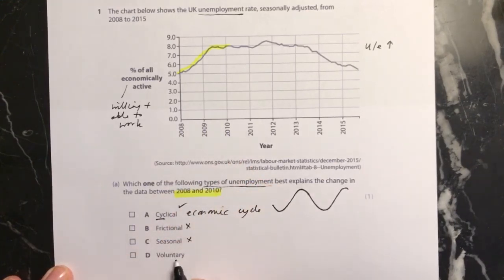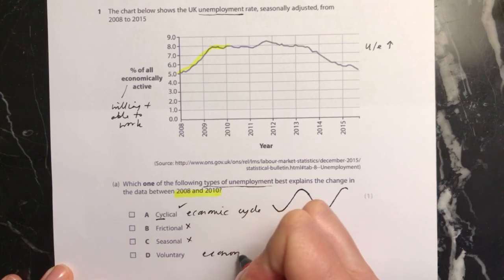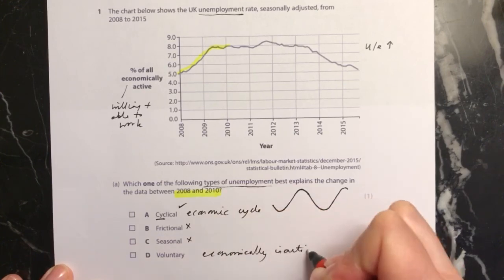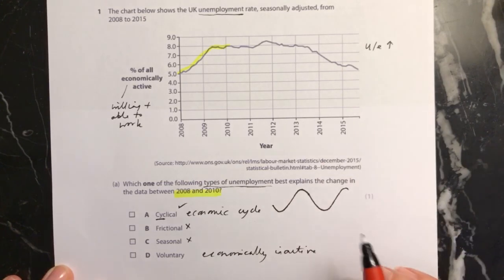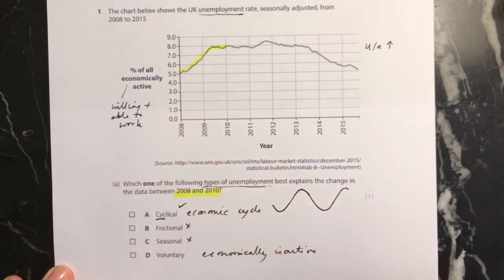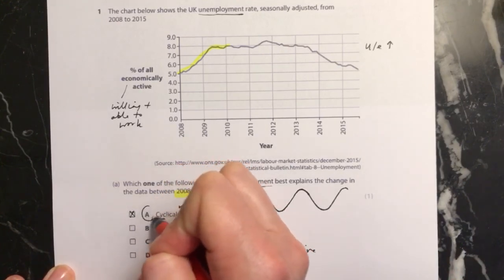The last one, voluntary unemployment. This means that you are choosing not to work. It might be because you're looking after children, you're caring for someone, you're in full-time study. And actually, if you're voluntarily unemployed, you are economically inactive, which is not anything to do with what this chart is looking at, because this is looking at the percentage of people who are economically active who don't have a job. So this is wrong. So we were correct. A is the right answer.